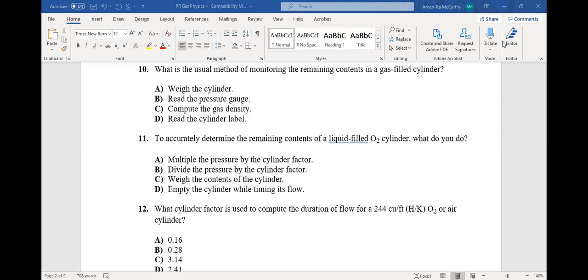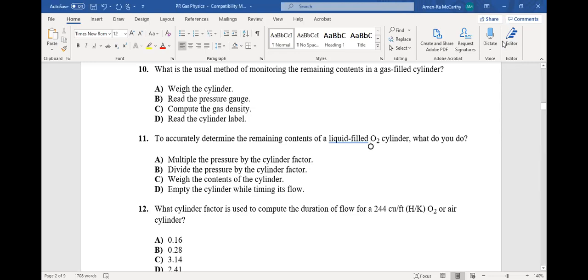When you have liquid O2, you have to weigh it. So you take the weight times 344 divided by the liter flow, and that'll tell you how long it will last. But for liquid, to see how much is left in that liquid tank, you have to weigh it. If you want to know how much is left in the gaseous tank, you have to read the pressure. Okay? All right. They're not asking how long it lasts. They're just saying how much is left. Right? That's all they're asking.